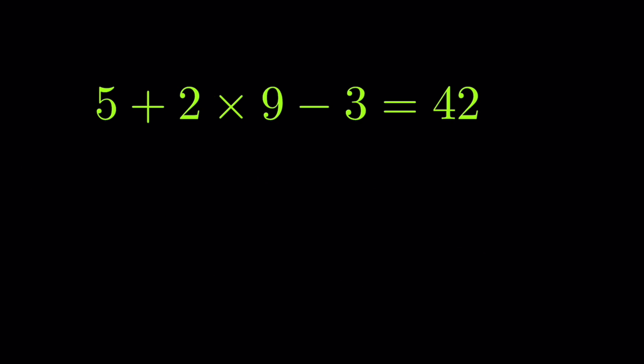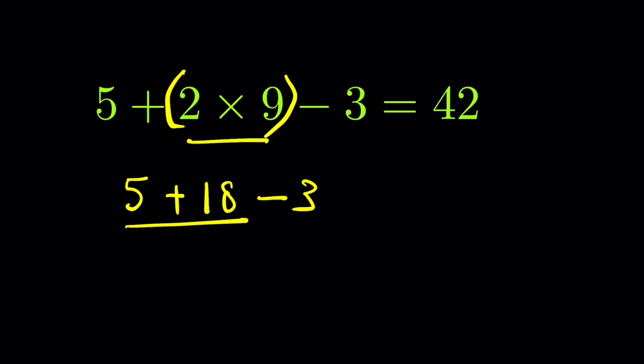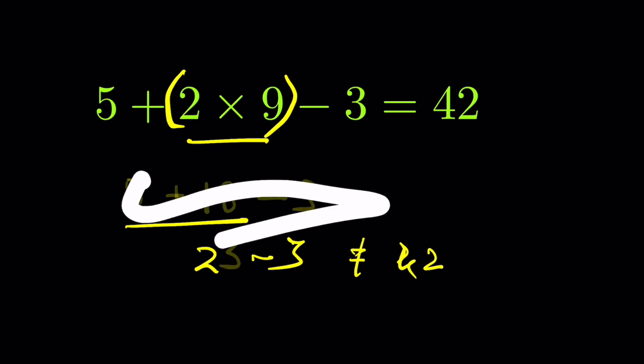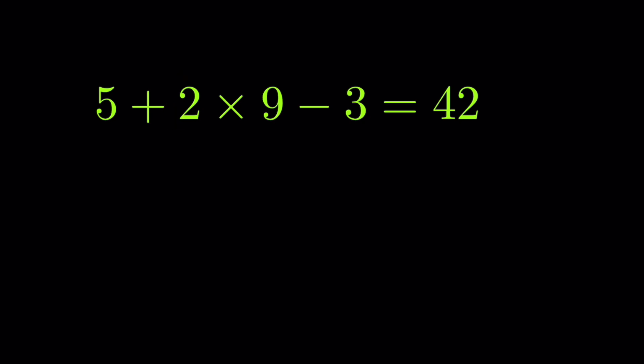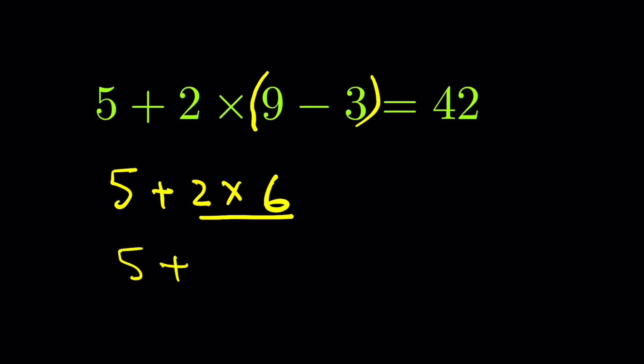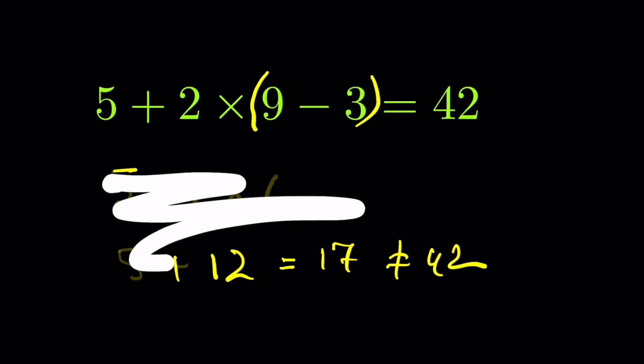Let's try putting the parentheses here. So it will be 5 plus 2 times 9 is 18. Remove the parentheses, then minus 3. 18 plus 5 is 23 minus 3 equal to 20, not equal to 42. So this is also not true. If we put parentheses here, then 5 plus 2 times 9 minus 3 is 6. 5 plus 12 equal to 17, not equal to 42. So if we put one parenthesis, we are not getting our correct answer.